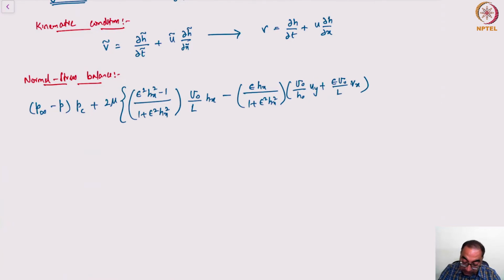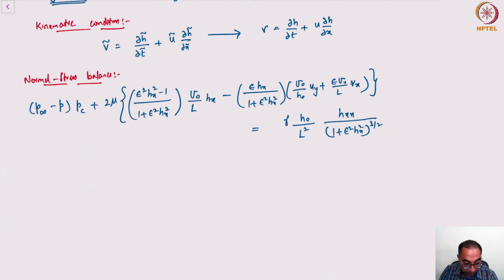That's my norm. And on the right hand side we have gamma hxx. That is h naught by L square, right? H naught by L square times hxx by 1 plus epsilon square hx square whole power 3 by 2. That's all the terms that we have got here.